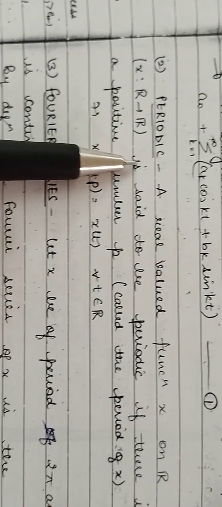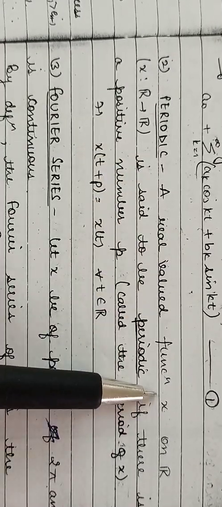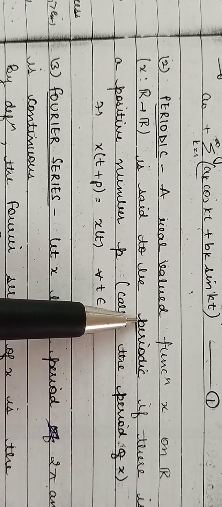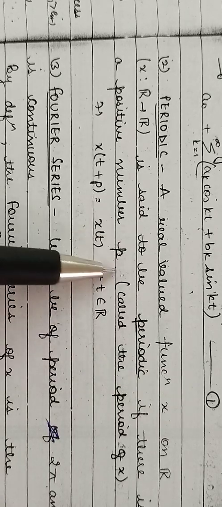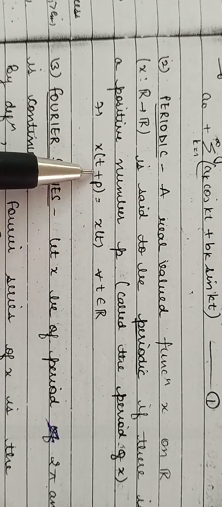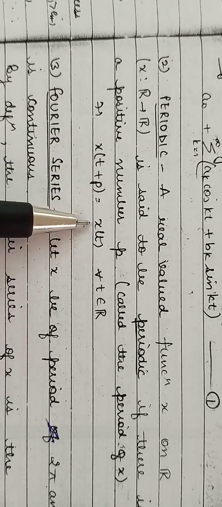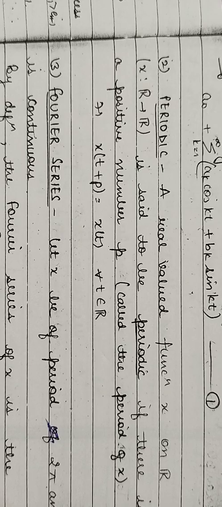Next definition is what is a periodic function. If we take a real valued function x on the real line, then such a function is said to be periodic if there is a positive number p, which is called the period of the function, such that the value of the function x at t plus p is the same as the value of the function x at t. Thus we can say that a function is periodic if it repeats its value after a particular interval of time, and that interval of time is called the period of the function.